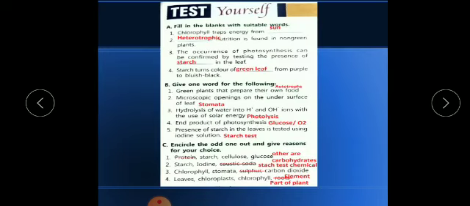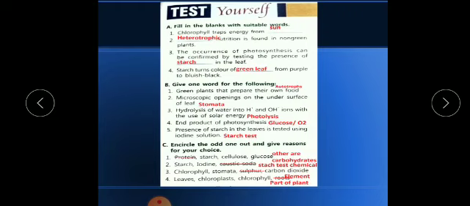Next is the test yourself exercise. So first one is fill in the blanks with suitable words. Chlorophyll traps energy from sun. Next one is dash nutrition is found in non-green plant. So non-green plant uses heterotrophic nutrition. Hetero means different type of, they are unable to make their own food, so they depend on other plants for survival, for food and for energy. So that's why heterotrophic nutrition will come in the second in terms of non-green plant.